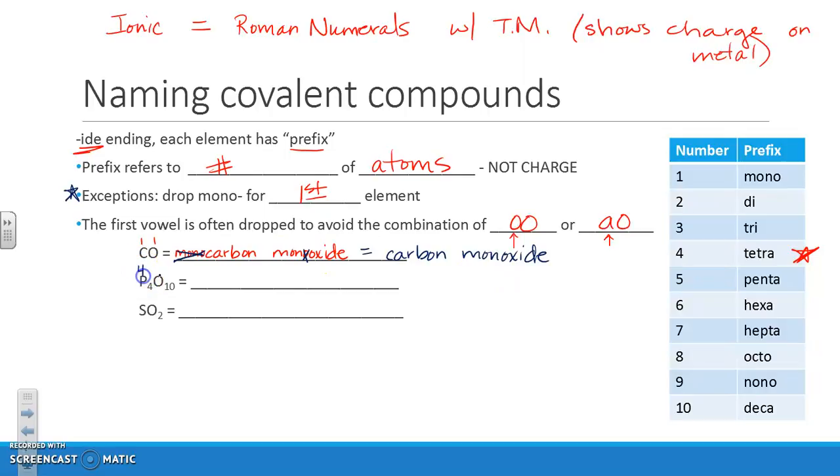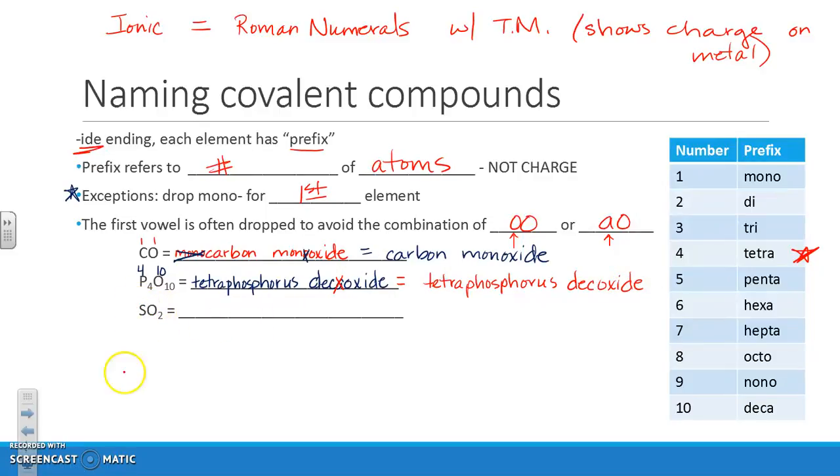All right, so the next one, we have 4 phosphorus and we have 10 oxygen. So your first guess would be to write tetra, 4, phosphorus, because it's phosphorus, deca for 10, and then oxide, because it's oxygen. All right, now, let me get my red. There we go. Okay, drop mono for the first element. Nope, don't have to worry about that. First vowel is often dropped to avoid combination of, yep, we got to drop that. Drop that one right there. Okay, so now we would rewrite this as tetraphosphorus decoxide. Oh, I got this. It's so good.